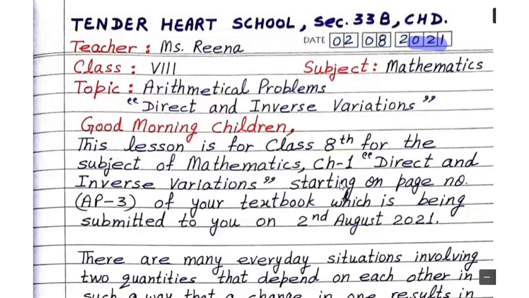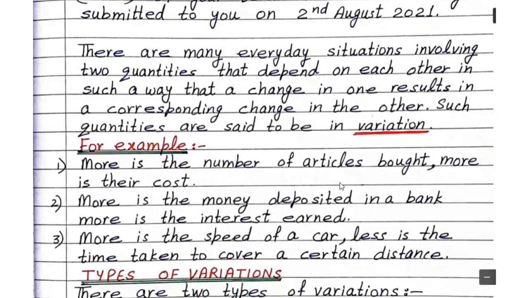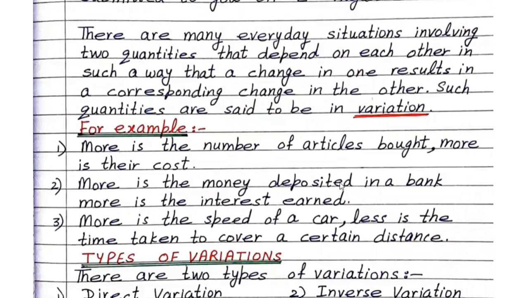Children, there are many everyday situations involving two quantities that depend on each other in such a way that a change in one results in a corresponding change in the other. Such quantities are said to be in variation. Now let us try to understand this with the help of a few examples.